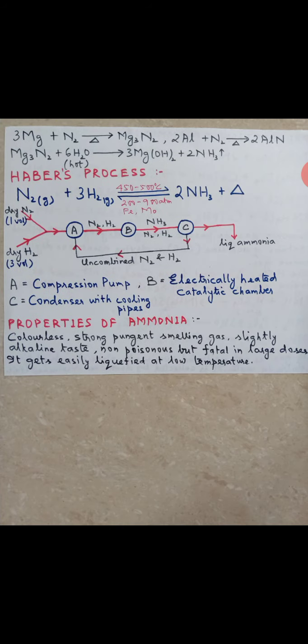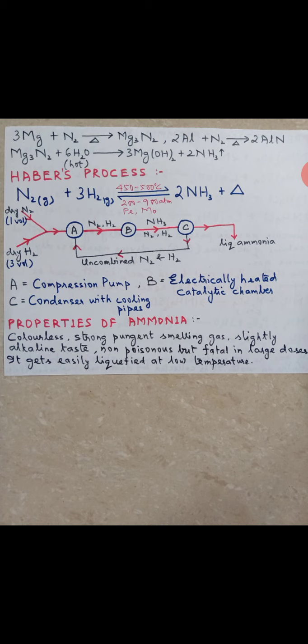Alright, so we are passing the gases through the compression pump, and you can see the pressure is maintained. I have written it here, 200 to 900 atmospheric pressure. In the sketch which I have given you, you can see nitrogen and hydrogen in the ratio 1:3, and I am showing you A here. A stands for the compression pump, where the pressure is maintained at 200 to 900 atmospheric pressure, a very high pressure. Clear? So here nitrogen and hydrogen come closer to each other with the help of the compression pump.